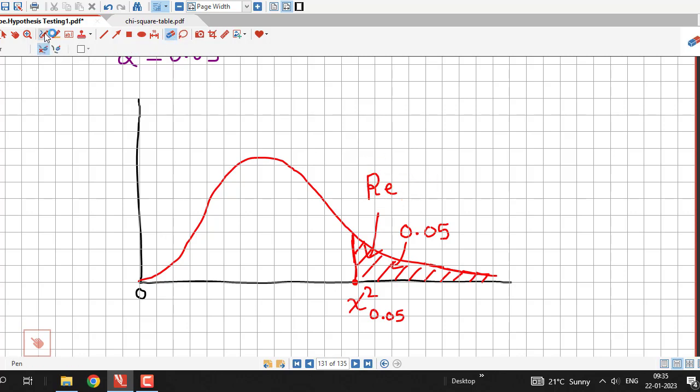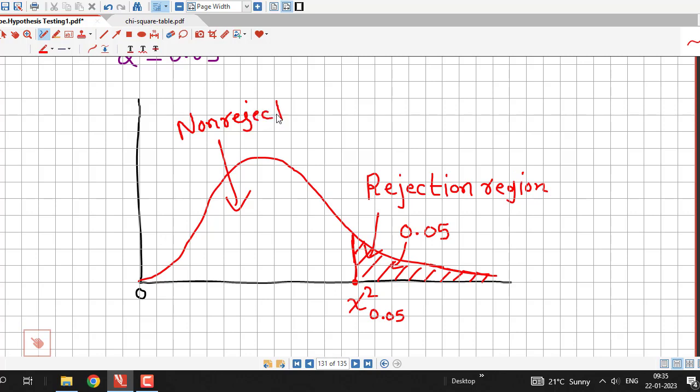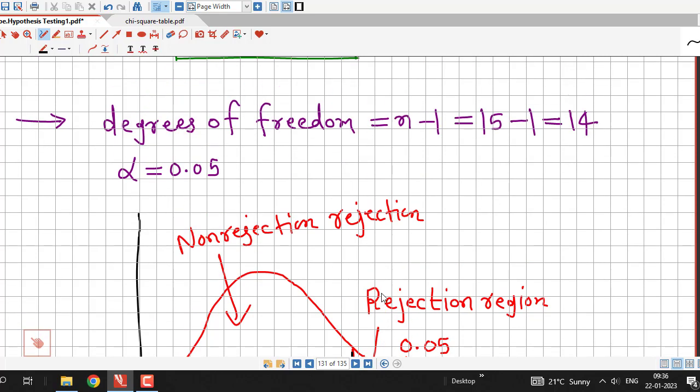So if our calculated value of test statistic is in rejection region, we will reject the null hypothesis, and this area is called non-rejection region, area to the left side of this critical value. So we are considering values of chi-square on horizontal axis, and now we are interested in this point chi-square 0.05, such that area to the right side of this point is 0.05 and degrees of freedom are 14.